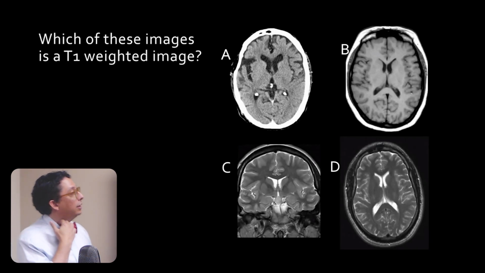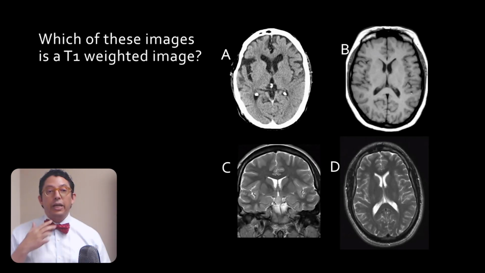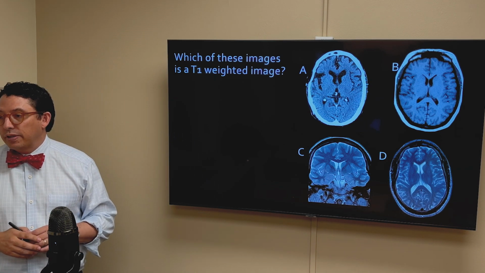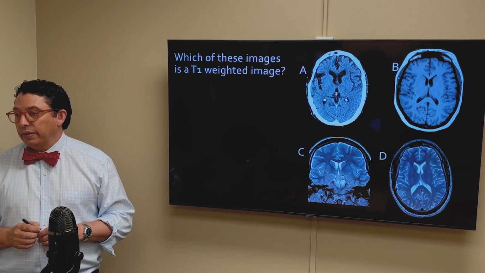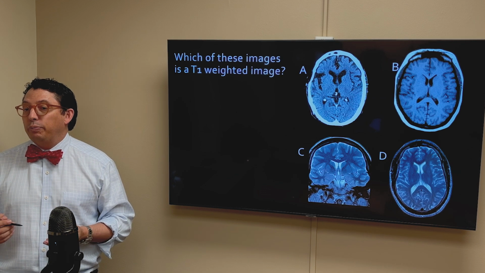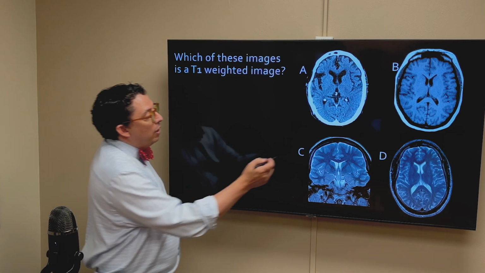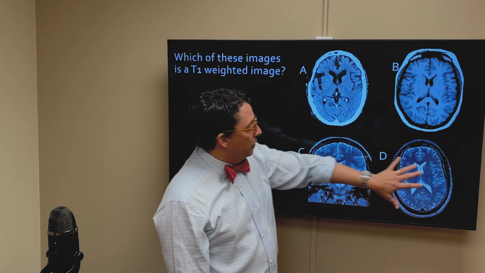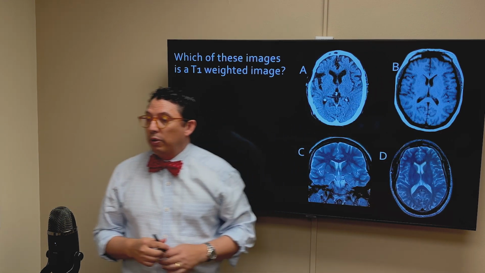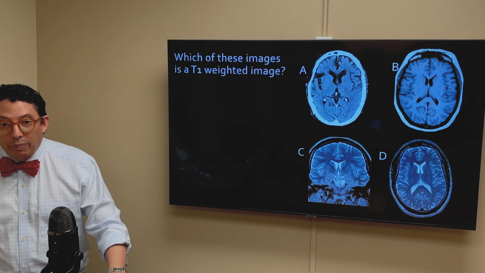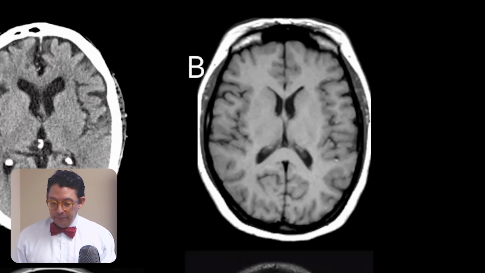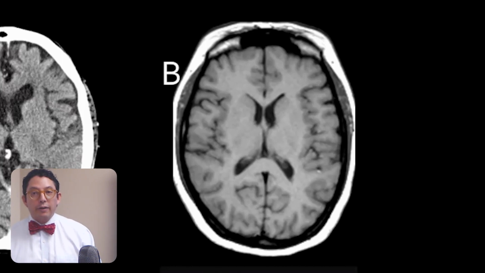Now we have a new sequence that got invited into the question. So which one of these sequences is a T1? First of all, it has to be an MR. We already knew that this one has bright bone, so this one is not. So it has to be one of these, and one of these has to have bright white matter. So let's go to image B. Is the white matter bright or dark?